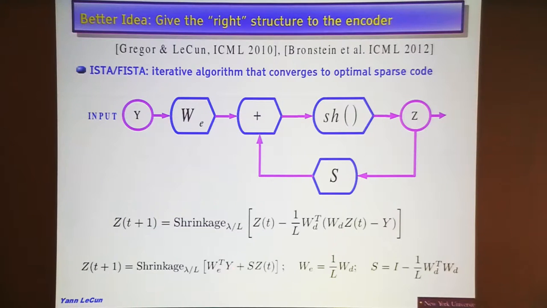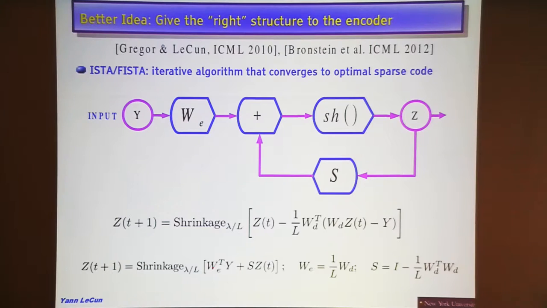We hit Y, the input vector, with it. We pre-compute that only once, and then we run this iteration where we take the Z and multiply it by an S matrix, which is analogous to the product WD transposed by WD, and then shrink. Normally, if you substitute S here by I minus 1 over L WD transpose WD, and WE by 1 over L WD, you just get ISTA. But we're not going to do that. We're going to keep WE and S as parameterized matrices, and we're going to learn them.